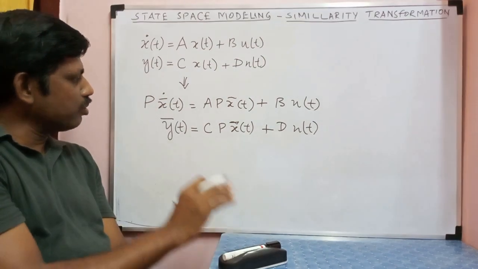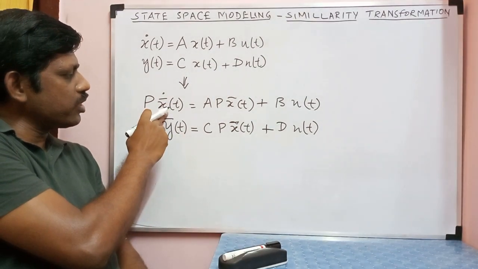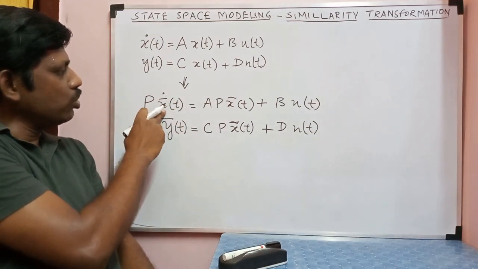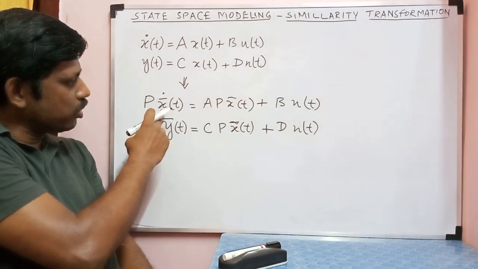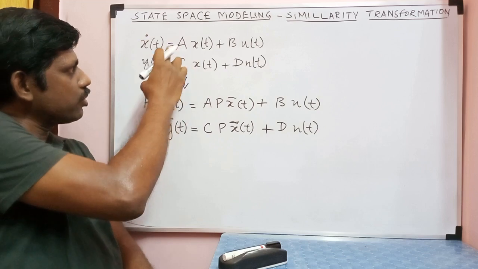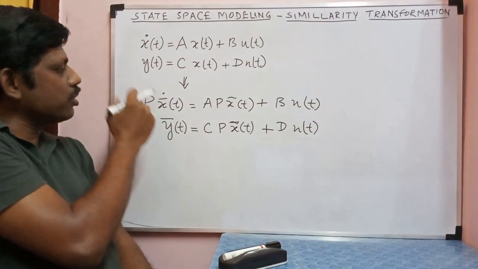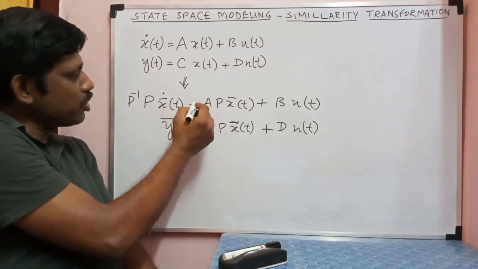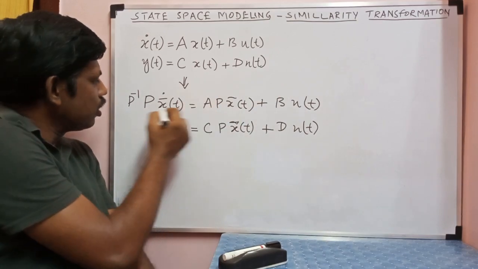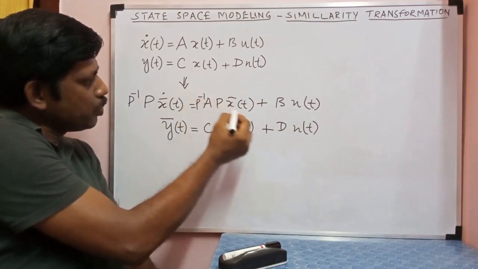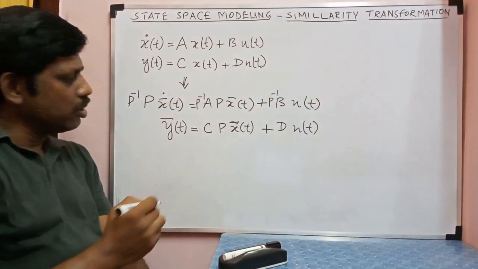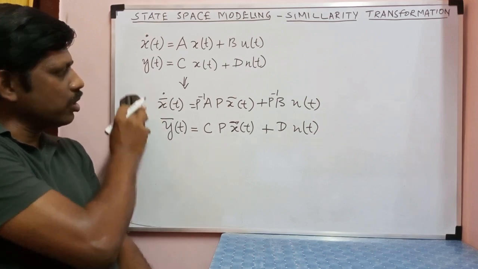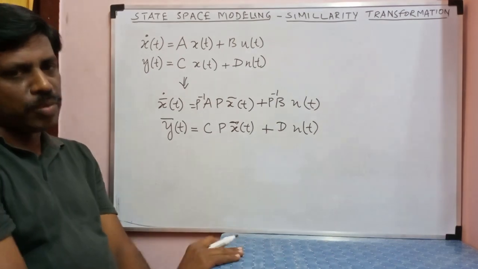If you look at the state equation, the left side has x bar dot of t multiplied by a matrix P. If I want to get some other state space model in the same structure as this, I should not have this P matrix here. So what I can do is pre-multiply all the terms in the state equation by P inverse. So what happens? P inverse P is an identity matrix. It goes away and the other things remain the same.